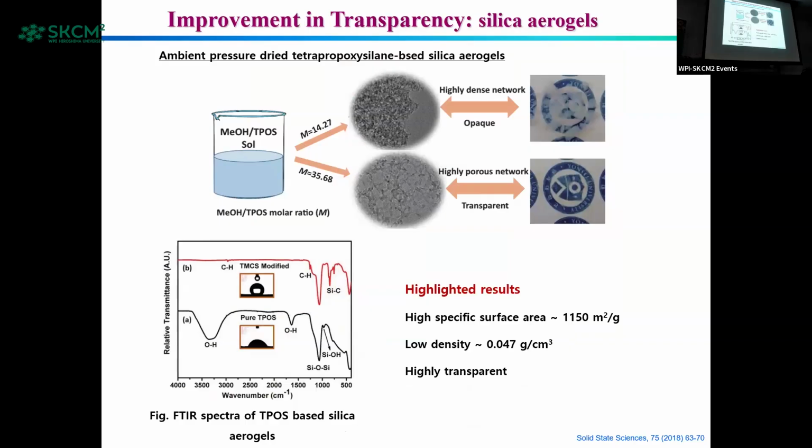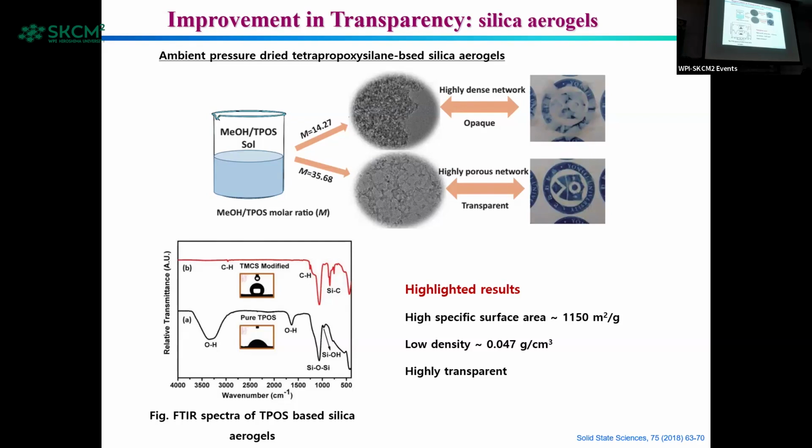So this is the first work I did, in 2018. We tuned the molar ratio between solvent and precursor. Here I used tetrapropoxysilane as a precursor for the first time. Just by tuning the molar ratio between methanol and the precursor, we can change the porosity and transparency of the aerogel. A lower molar ratio between the precursor and solvent gives us a dense network, a dense structure, so that's why you can see the opaque aerogel.